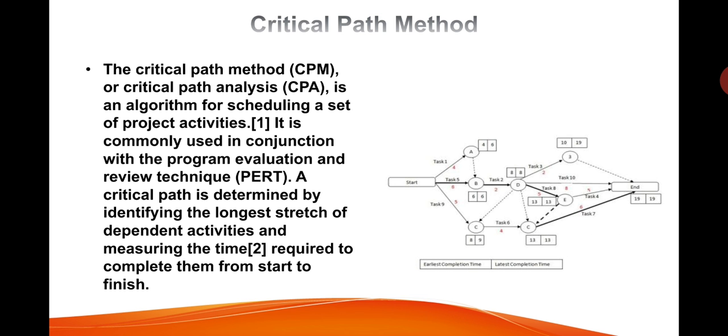Critical path method. The critical path method, or the critical path analysis, is the algorithm for scheduling a set of project activities. It is commonly used in conjunction with the program evaluation and review technique. A critical path is determined by identifying the longest stretch of dependent activities and measuring the time required to complete them from start to finish.